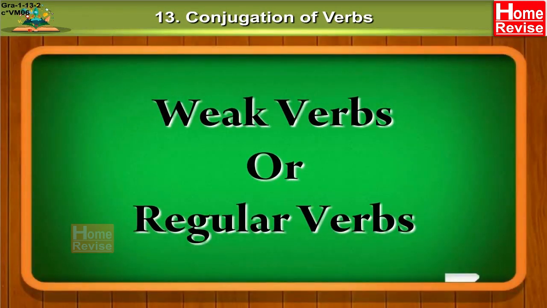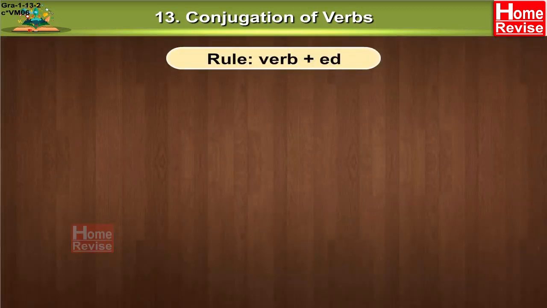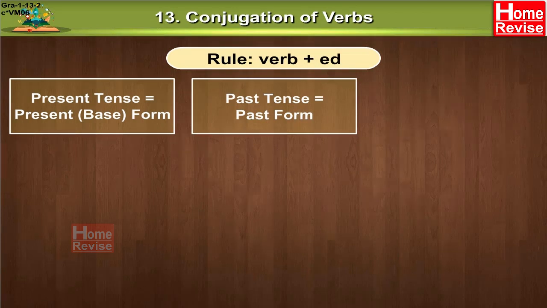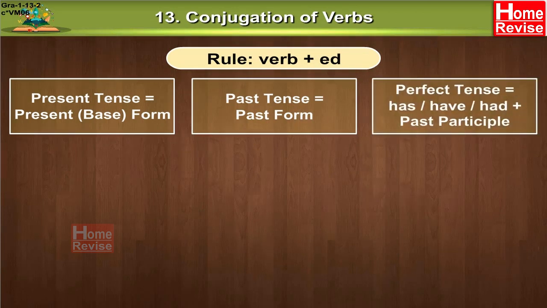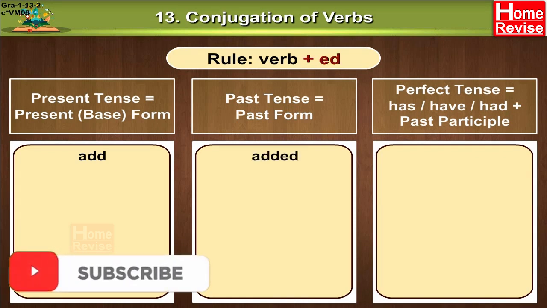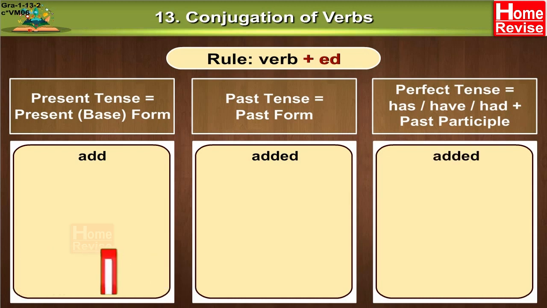Weak verbs or regular verbs. Rule: verb plus ed. Present tense, present base form. Past tense, past form. Perfect tense: has or have or had plus past participle. Present base form: add becomes added by adding ed to make the past form, and ed is added to add to make the past participle form.